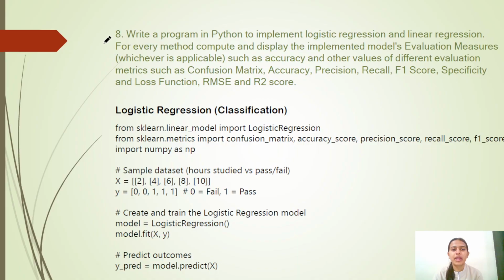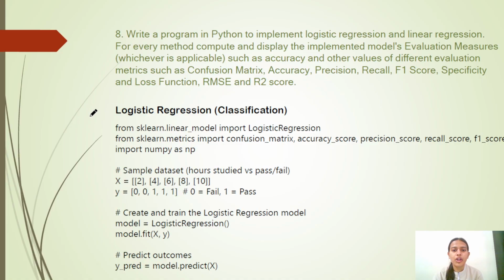We have question number 8. Write a Python program to implement logistic regression and linear regression. For every method, compute and display the implemented model's evaluation measures such as accuracy and other values of different evaluation metrics such as confusion matrix, accuracy, precision, recall, F1 score, specificity and loss function, RMSE and R2 score.